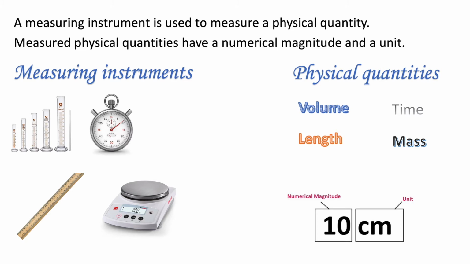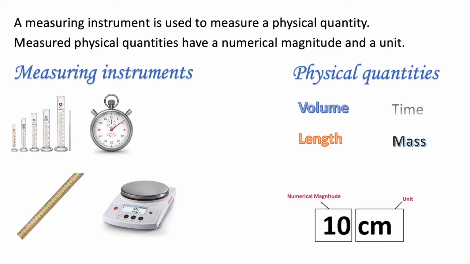Science is a collection of knowledge, or we can say it is experimentally proved or mathematically proved knowledge. So experiment is important in science. A measuring instrument is used to measure a physical quantity. Measured physical quantities have a numerical magnitude and a unit.